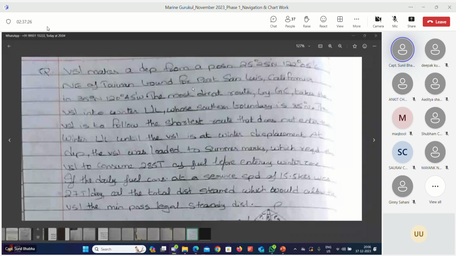Vessel makes a departure from a position so and so northeast of Taiwan, bound for Port San Luis, California. Most direct route by GC takes the vessel into winter load line, whose southern boundary is 35. Vessel is to follow the shortest route that does not enter winter load line until the vessel is at winter displacement. At departure, the vessel was loaded to summer marks, which required consume 285 tons.